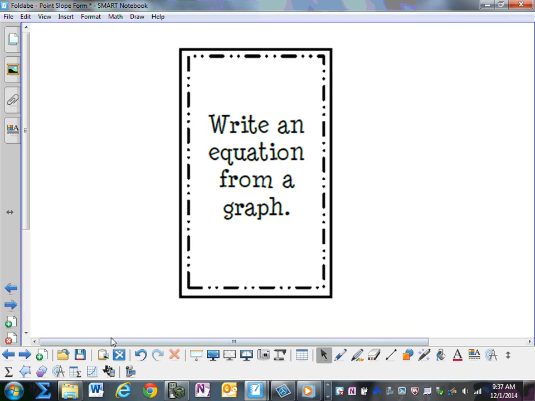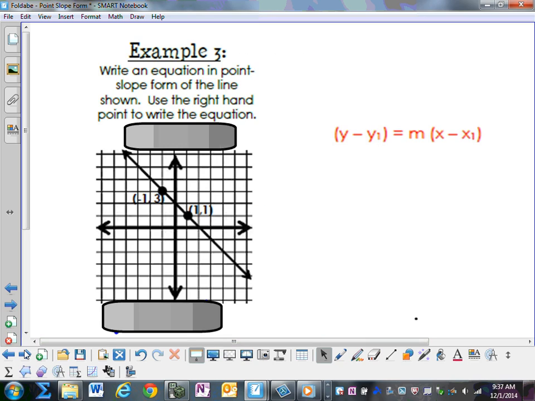Write an equation from a graph. Write an equation in point-slope form of the line shown. Use the right-hand point to write the equation. Well, I want you to go ahead and write an equation for both the points (1, 1) and (-1, 3). So you'll have 2 separate equations.